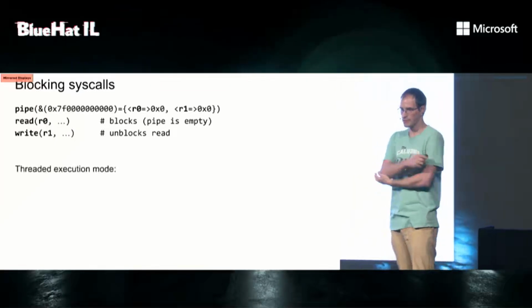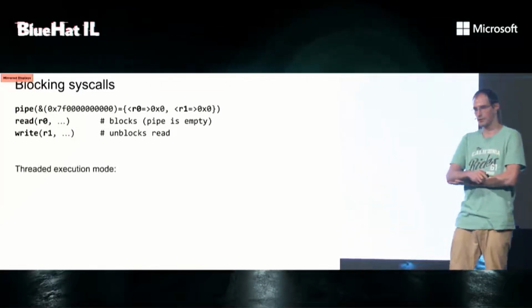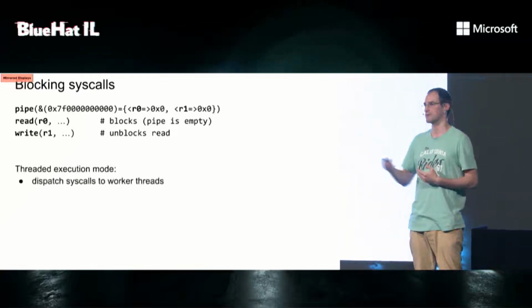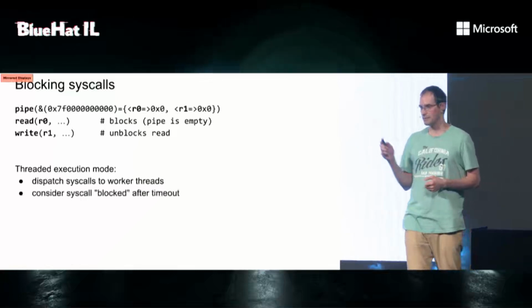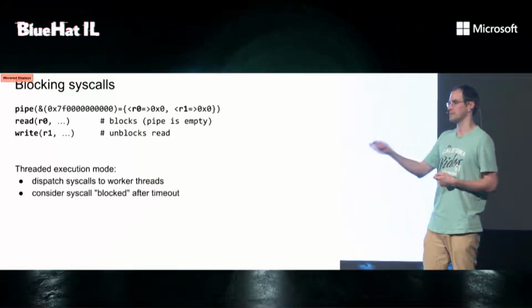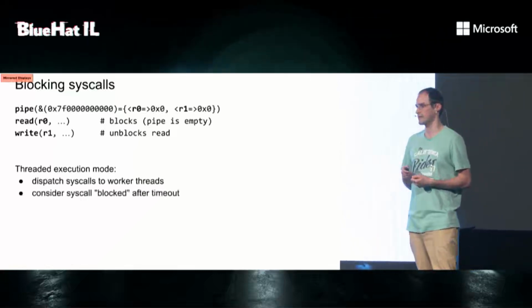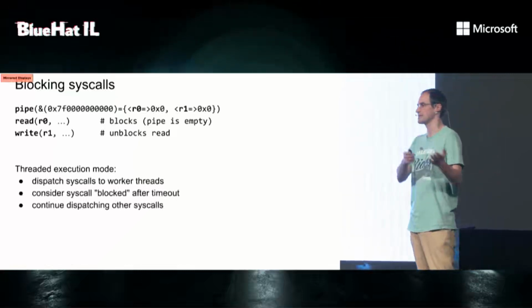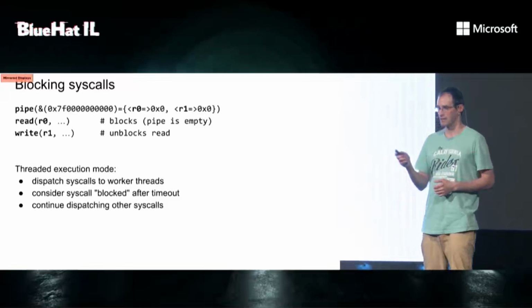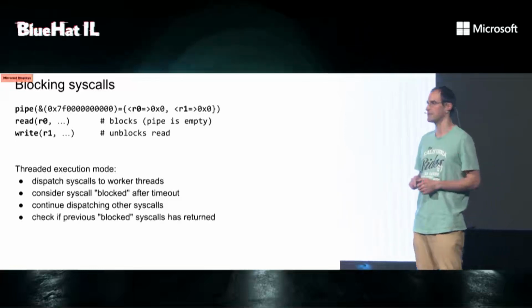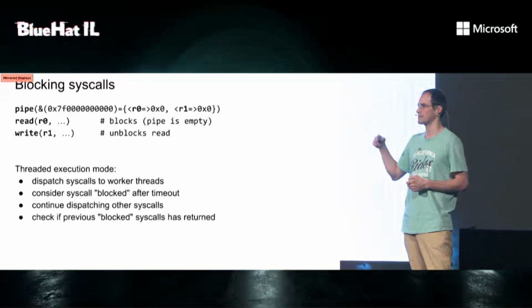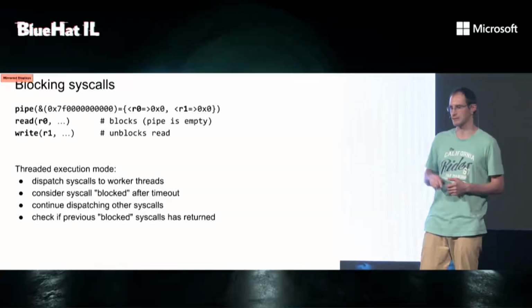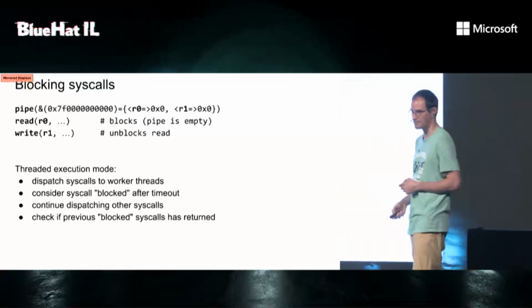So what we do is pretty simple. We call it threaded execution mode. We dispatch each system call to a separate worker thread. And we have some timeout. If we see that the system call doesn't return after that timeout, we consider that it blocked, and we just dispatch the next system call to another worker thread. But we still watch the previous system call, and if that read later returns, then we still collect the coverage from it and understand that it was unblocked.